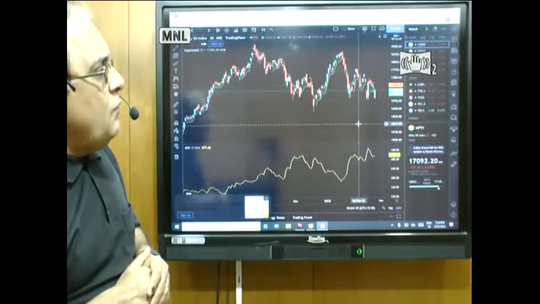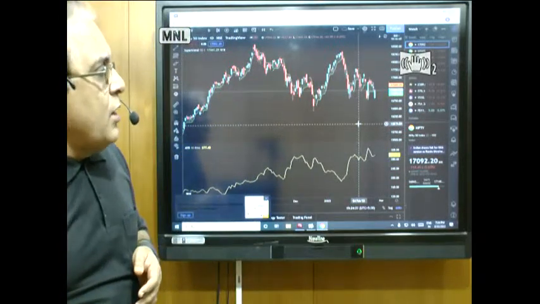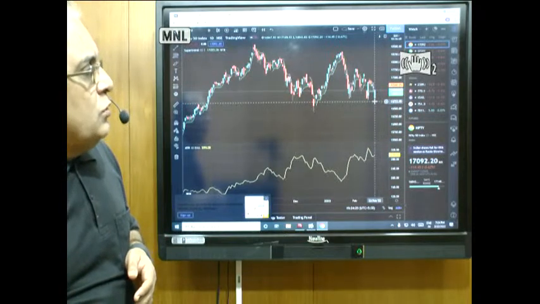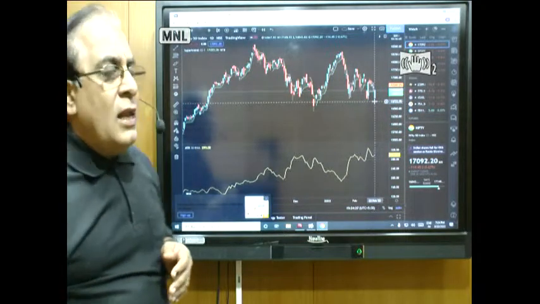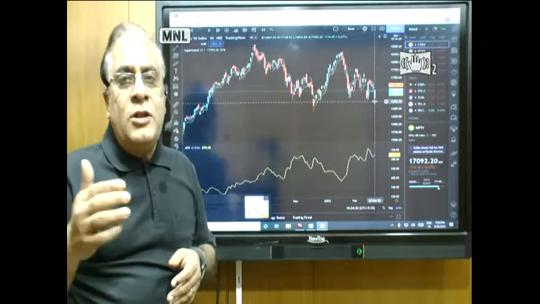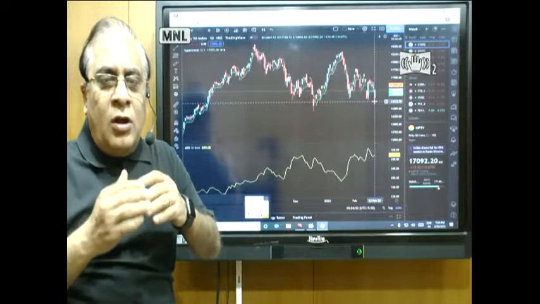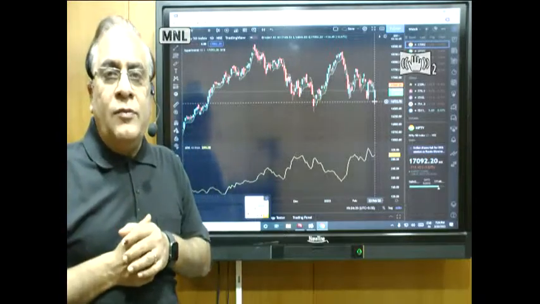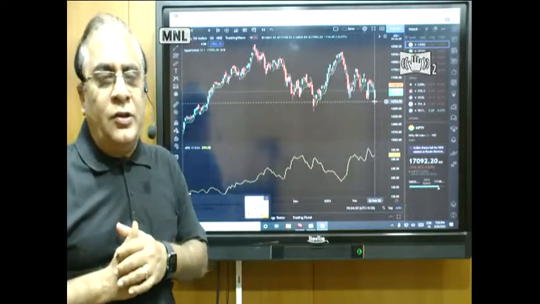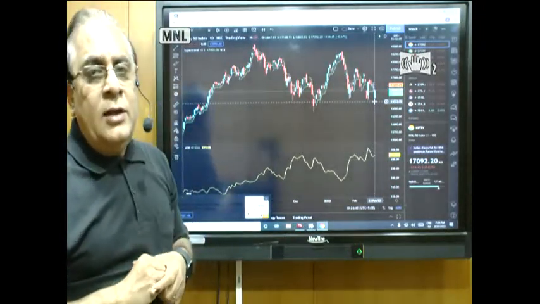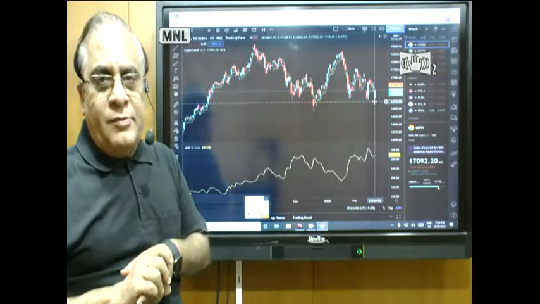So right now, if the rally is to take place from here, then there is a good chance that we will have a rally going up to the 2 times, which is 17,570 or 600 levels. If it crosses, then 17,800 becomes the important level of resistance. So based on 2 ATRs and based on 3 ATRs, we have got our resistance levels.